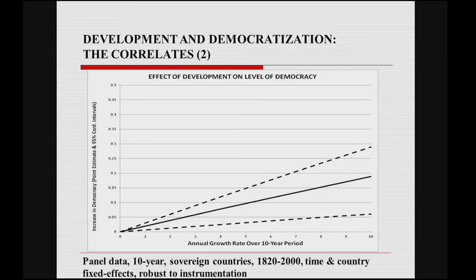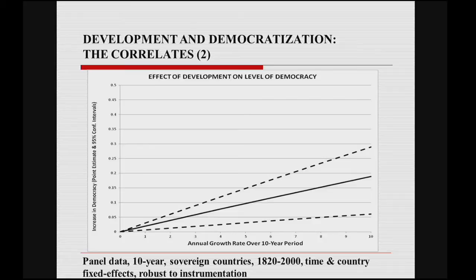The way to interpret this is the increase in democracy in this range from 0 to 1, 0 non-democratic, 1 completely democratic. What is the impact, according to the estimation, of a growth rate over a 10-year period? So what is the effect of the growth rate if it is 0% on changes in the democratic score, versus a country that has experienced a fantastic growth rate of 10% every year, which is more than doubling the income in 10 years, which is very exceptional.